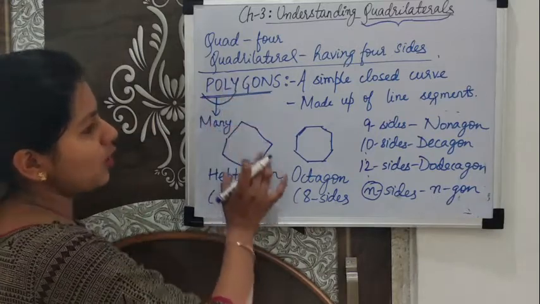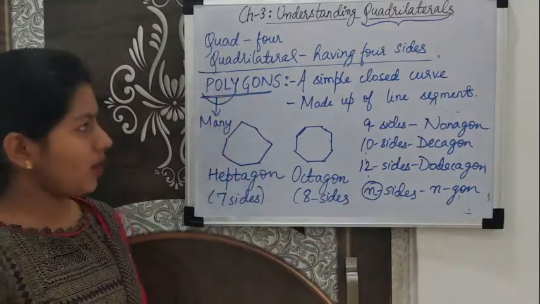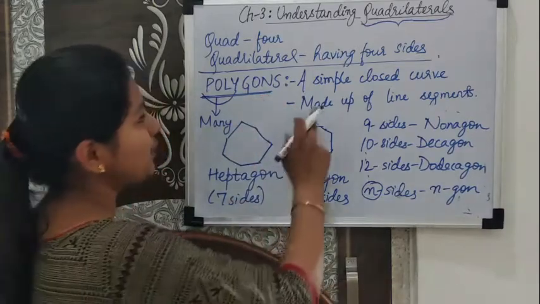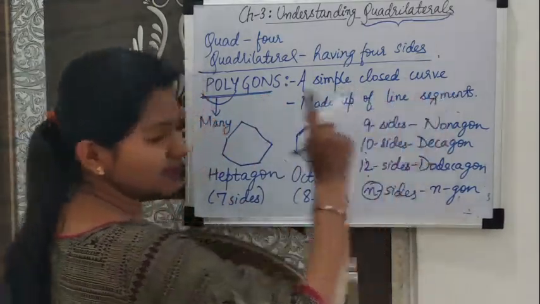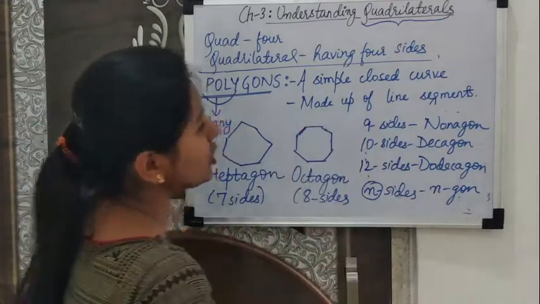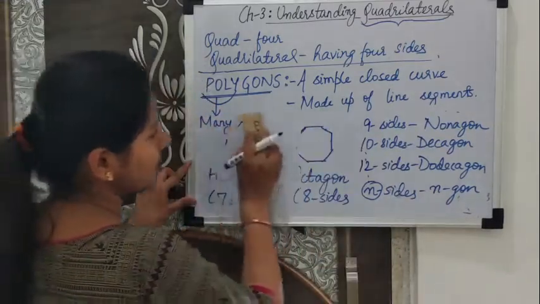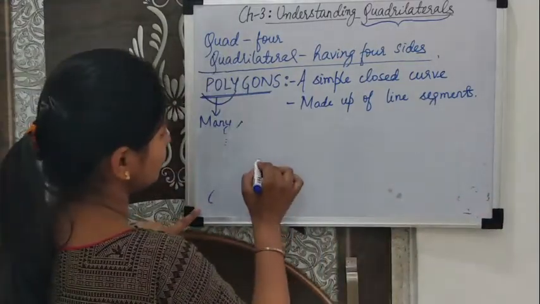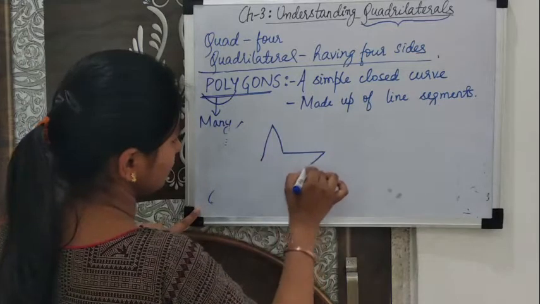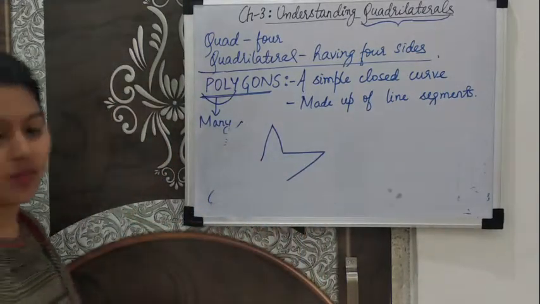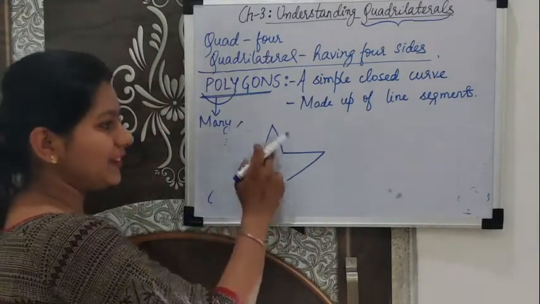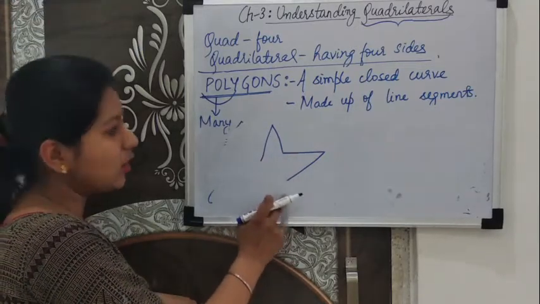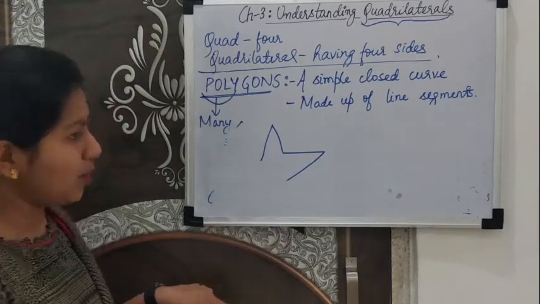Fine. So this is all about your polygon. Polygon, again I will repeat, in polygon two conditions are compulsory, that it should be a simple closed curve, first thing, and second thing, it should be made up of line segments. Fine. In this respect I will ask you, is it a polygon? No. Why? Because definitely this is made up of line segment, but this is not closed. It is not closed, that's why it is not a polygon.